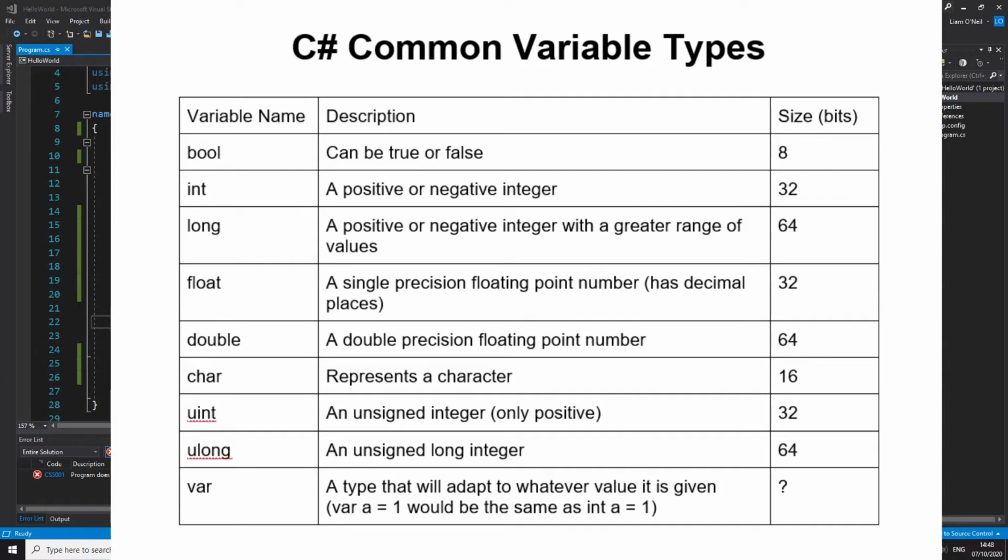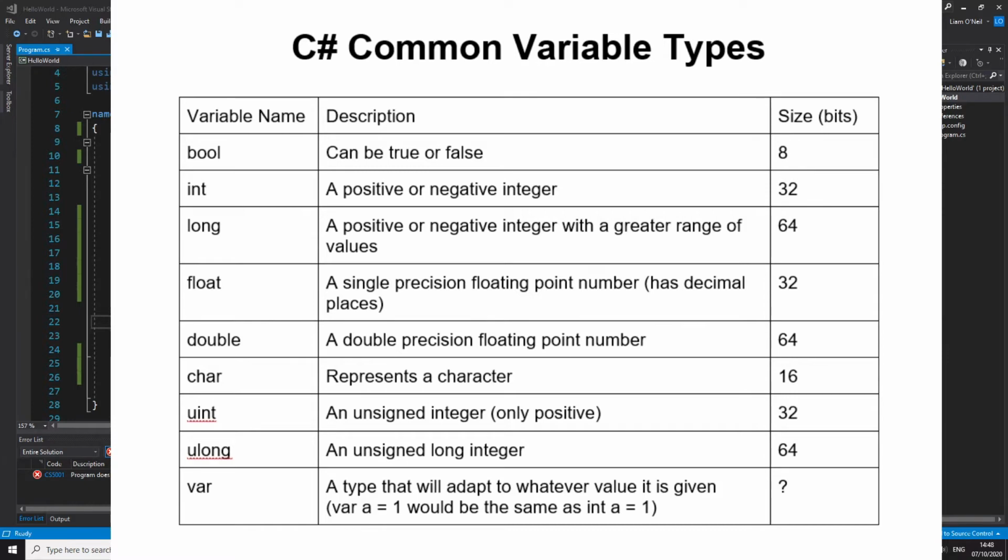An int, which is an integer, is a positive or a negative whole number. It can be positive or negative, but it can't have any decimal places. It's 32 bits. You've got a long, which is a long integer, so it's a positive or a negative long integer with a greater range of values. As you can see, it's 64 bits, so since it takes up twice as much space, the number can be twice as large.